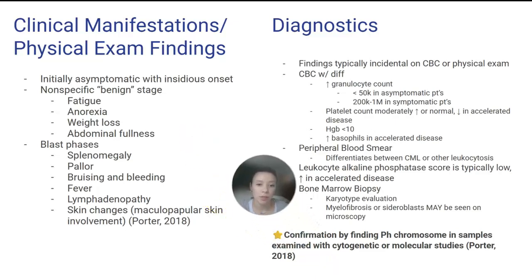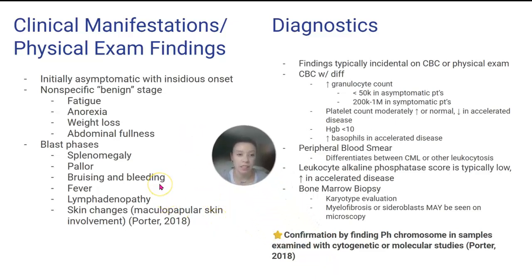So when we're looking at the clinical manifestations and the physical exam findings, initially when patients are in this benign stage, it does have a very insidious onset. Symptoms are very nonspecific, very easy to overlook: fatigue, anorexia, weight loss, and maybe even abdominal fullness. That can be due to the start of splenomegaly developing. Once they're in the accelerated phase or the blast phase, there are some more ominous symptoms. So we're looking at splenomegaly, pallor, bruising and bleeding, fever or low-grade fever, lymphadenopathy, and some potential skin changes.